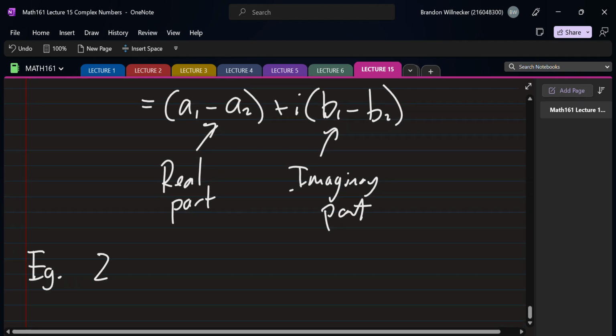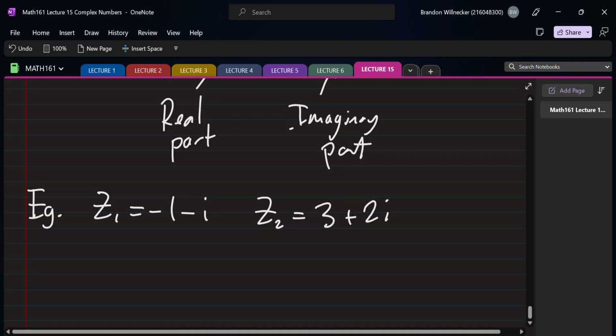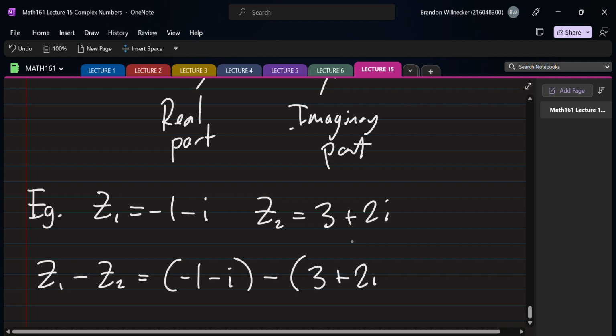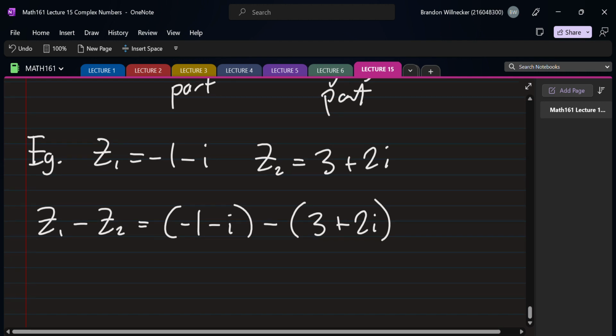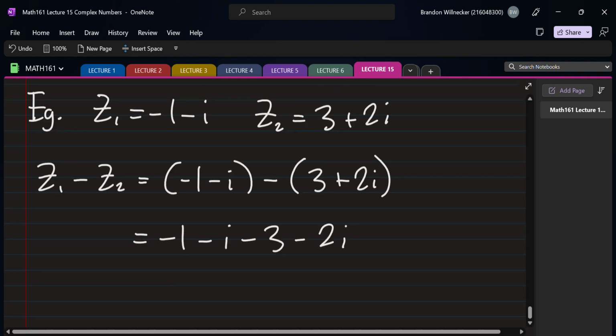Okay, let's look at an example with some actual numbers. So Z1 is minus 1 minus i, Z2, let's say, is 3 plus 2i. So we want to do Z1 minus Z2. Okay, so we'll follow the same steps as before. We can write this as minus 1 minus i, minus 3 plus 2i. And again, the minus needs to distribute inside. So we have minus 1 minus i minus 3 minus 2i.